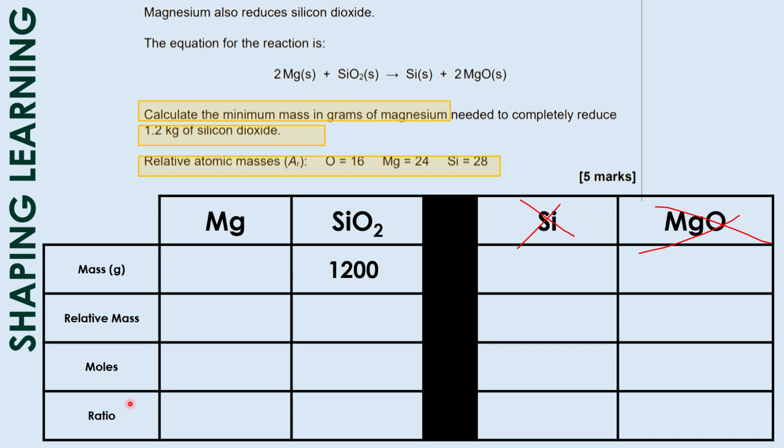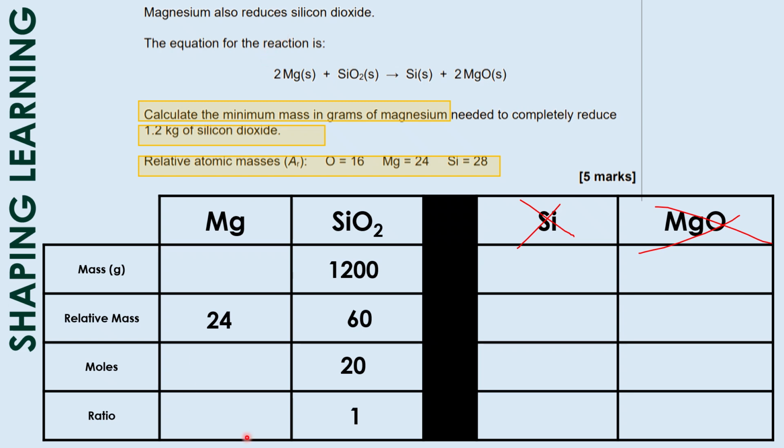And from that, I can work out number of moles because I can work out the relative mass of silicon dioxide. It's going to be 28 plus 2 lots of 16, which gives me 60. I can also work out my relative mass of magnesium, and I may as well put that into my table. It is just 24. So in terms of working out moles, well, I'm going to do mass divided by relative mass, which gives me 20. And then I need my ratio to work out number of moles of the magnesium that reacts with the silicon dioxide. My ratio is 1 to 2.